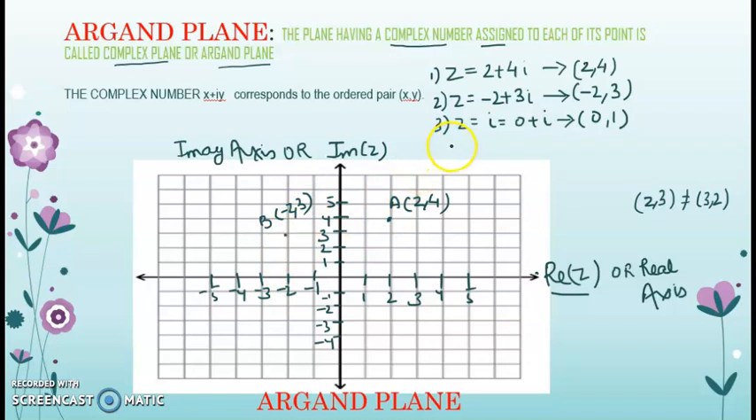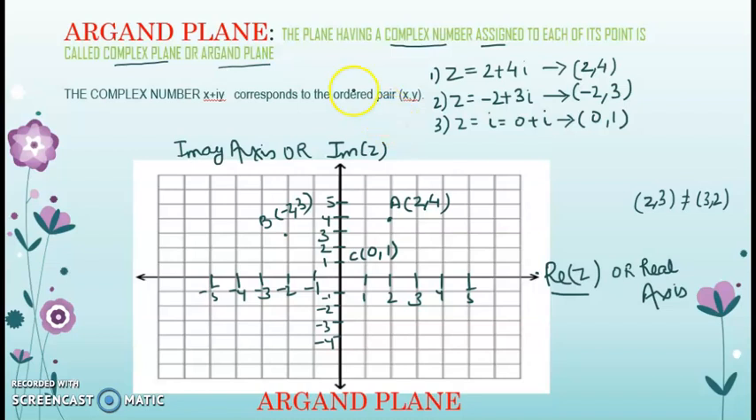Now see the third complex number, i. So 0 plus i is 0 comma 1. So this is your 0 and this is your 1. Okay, this point is your 0 comma 1, c. So this is the geometrical interpretation of your Argand plane. Okay, what is this? The geometrical interpretation for this Argand plane. So if somebody asks you what is Argand plane and how to plot complex numbers, in this way you will plot, and this is the relation between complex numbers and the ordered pair.